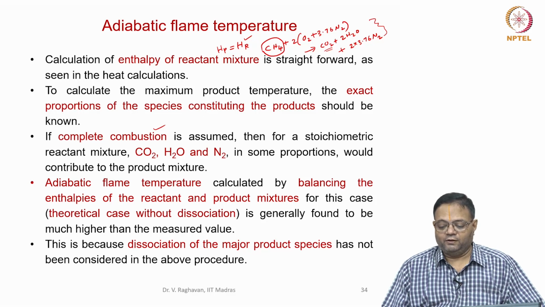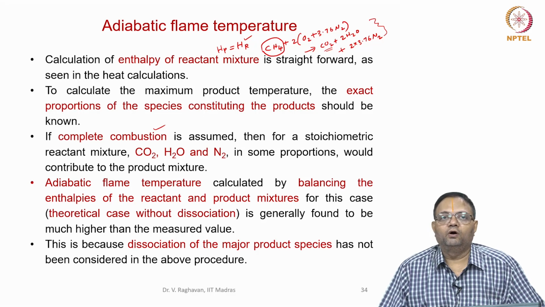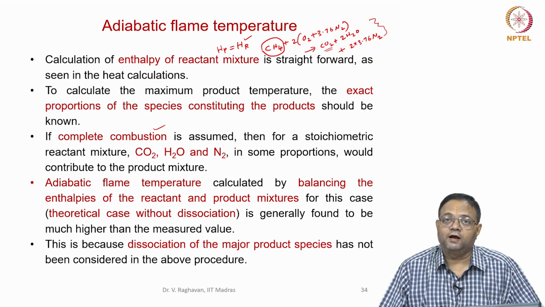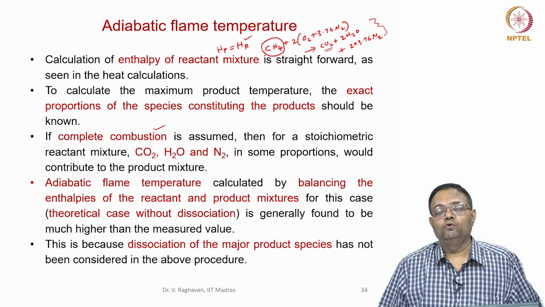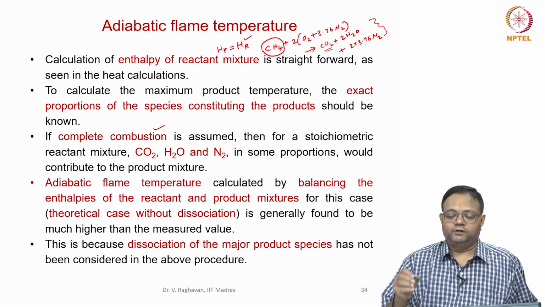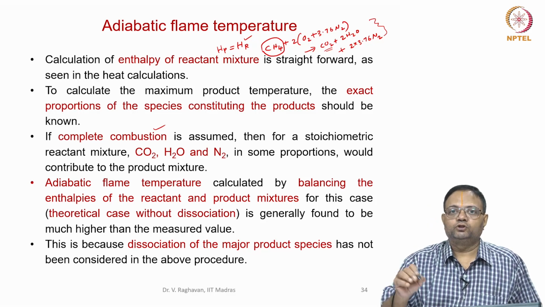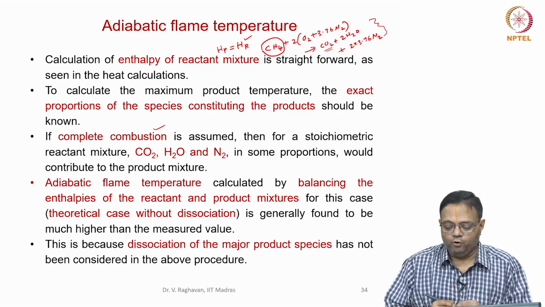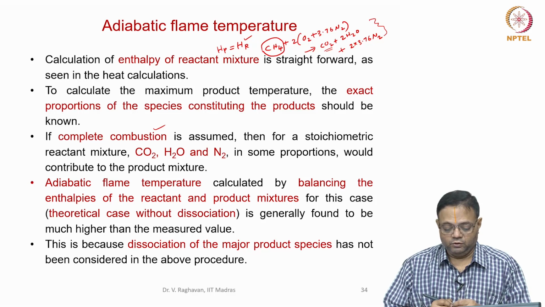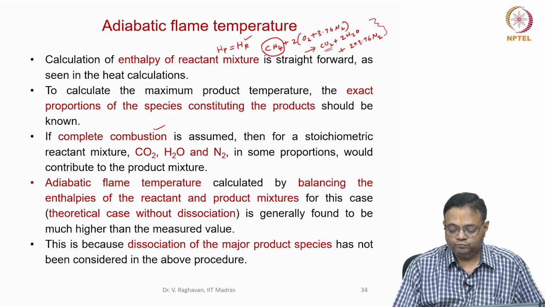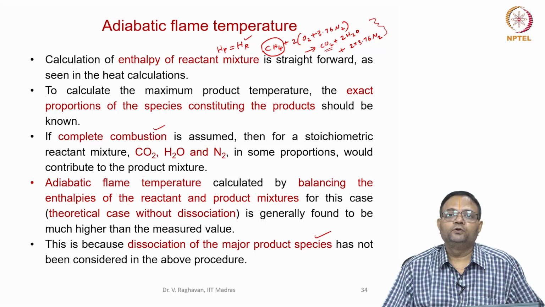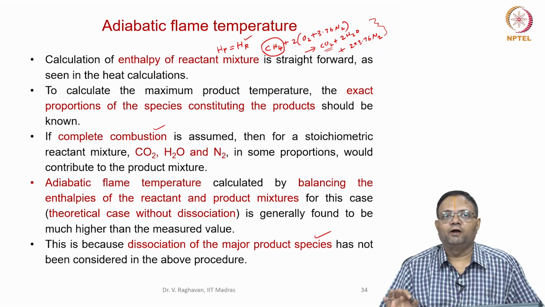But as I told you, the value I get, say 2300 Kelvin, something like that, is more than the value I measure. So the theoretical calculation done without dissociation is often more than the value which I measure. That means that dissociation of the products has to be considered to get real values.